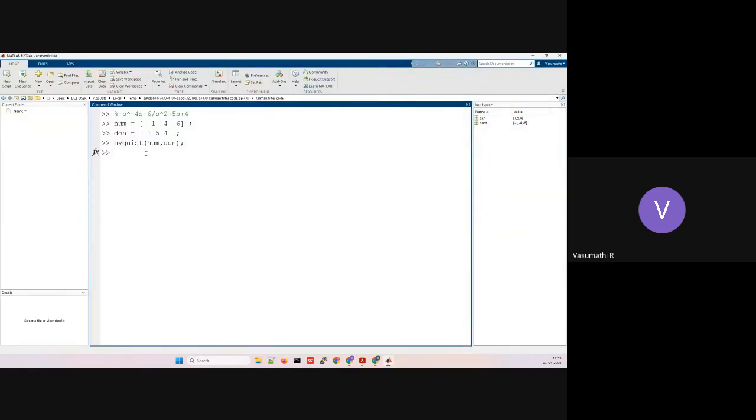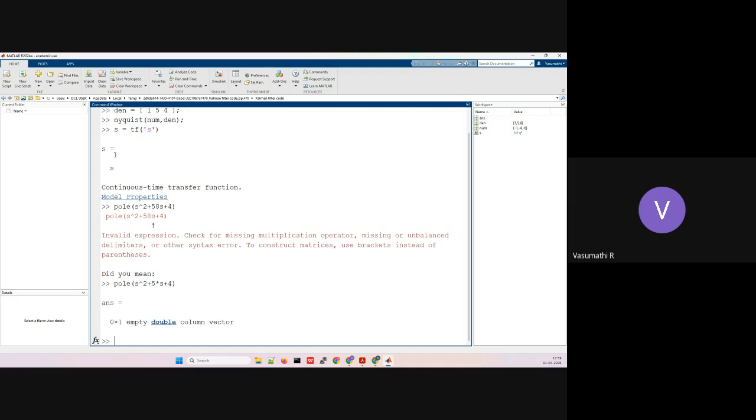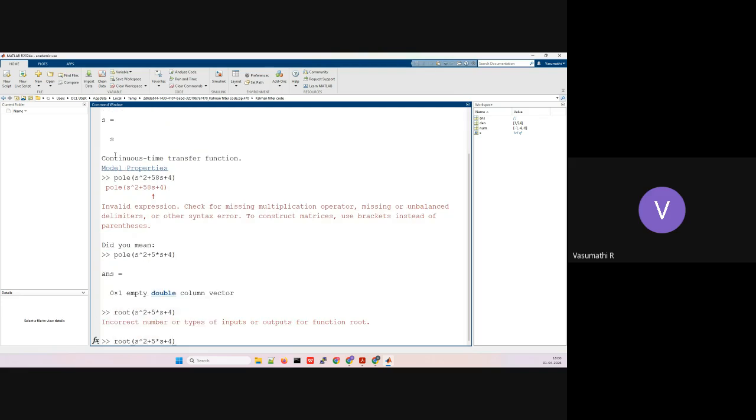See, for my system, s square plus 5s plus 4, this is the denominator, right? I'm going to find the poles of this denominator. How can I find the poles of the system? I don't remember how to find it.